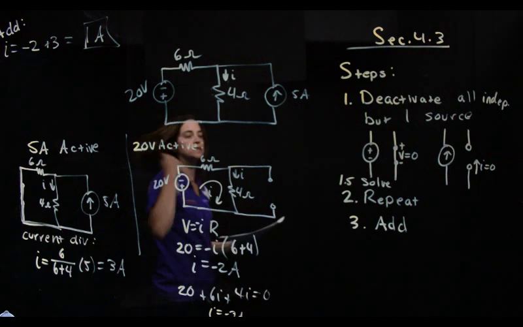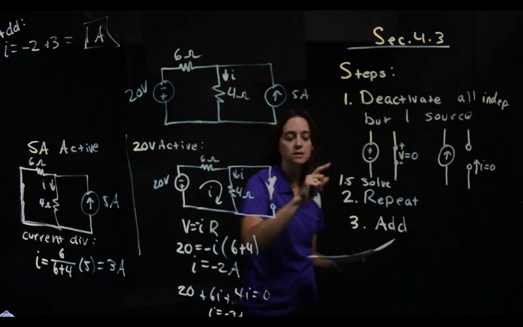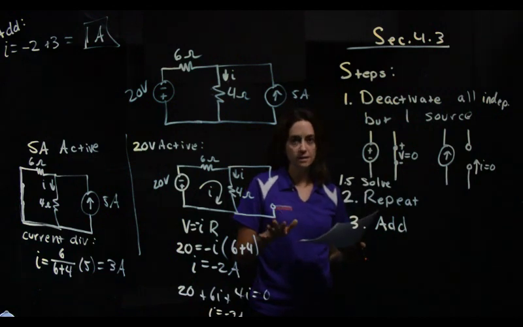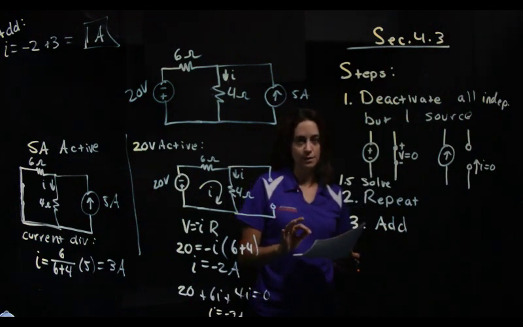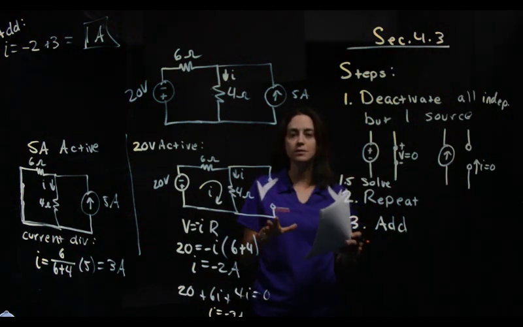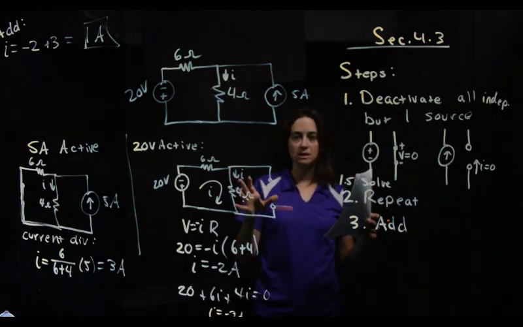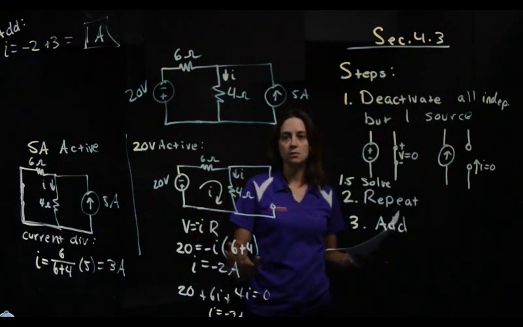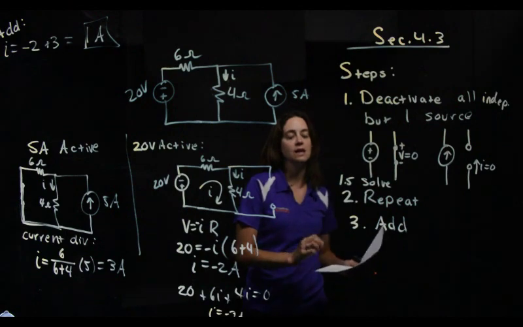So again, important things to remember is how to deactivate the sources. The other important thing is do not deactivate dependent sources, the diamonds. Never deactivate a diamond. It just stays there and you solve the problem with it there, and that's all you got to do. Okay? So you only deactivate independent sources.